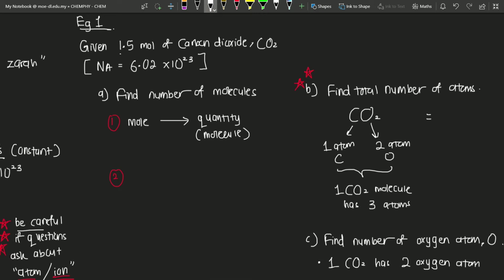Given 1.5 mole of carbon dioxide, CO2. Question A, find number of molecule. So you got mole. The question gives us 1.5 mole. If you want to find the bilangan zarah, the quantity of particle, which is in this case molecule, because we have carbon dioxide gas, it is a molecule.